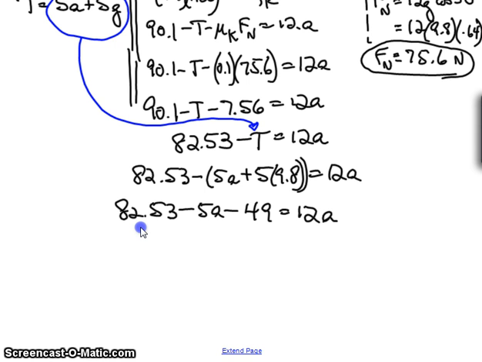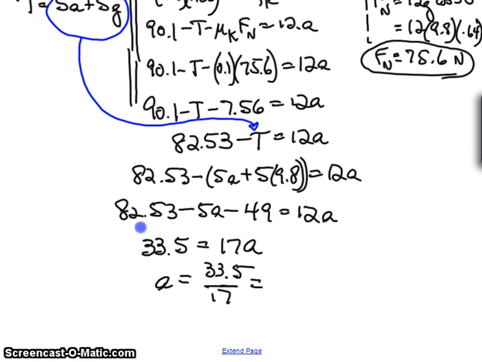And we then get 82.53 minus 49 is 33.5 equals 17A. I've brought the 5A to the other side. Finally, A equals 33.5 over 17, which equals 1.97 meters per second squared.